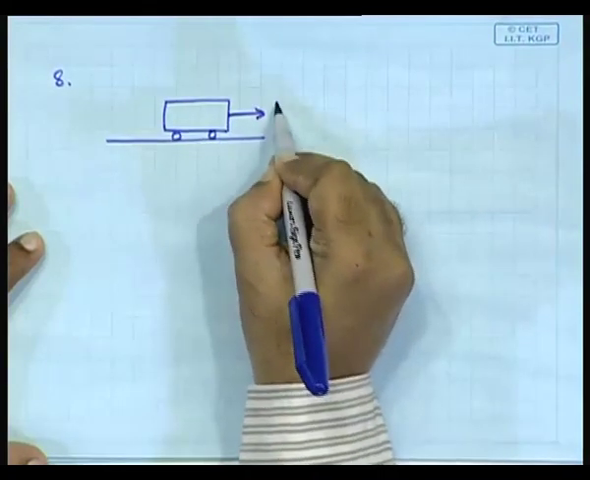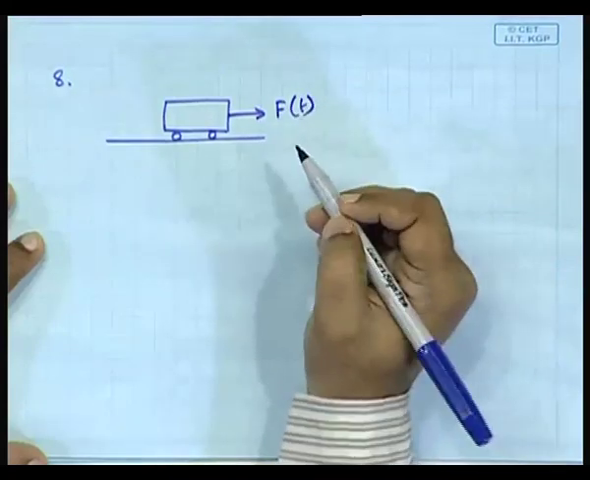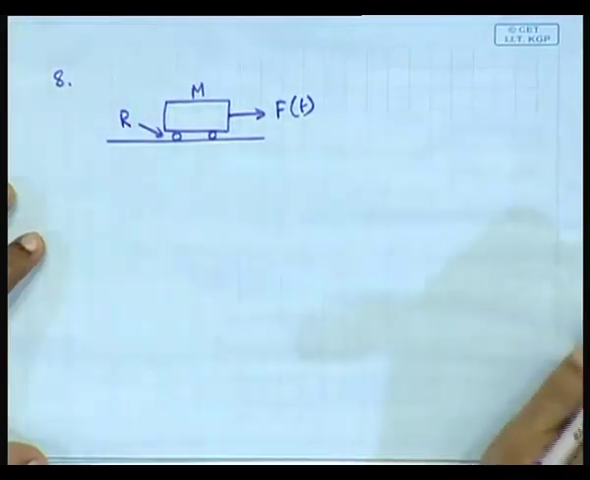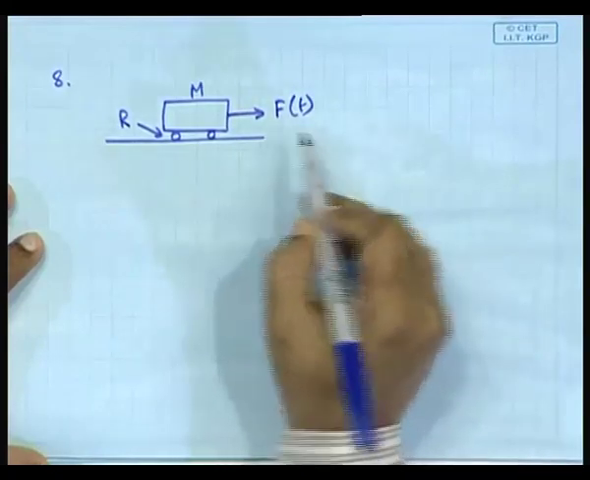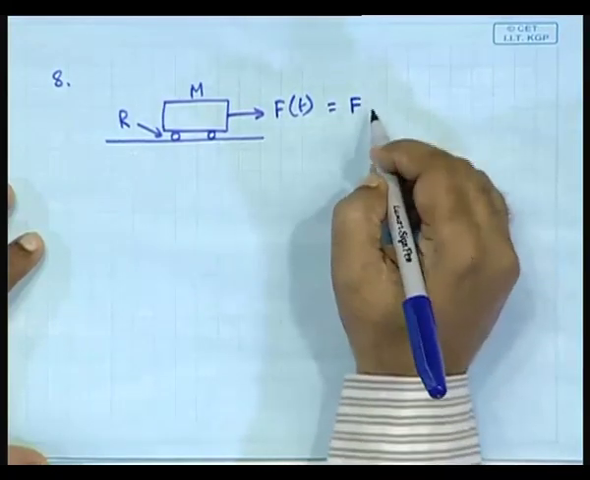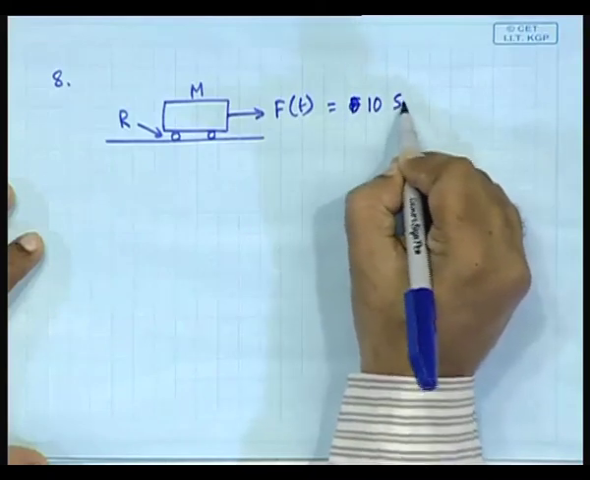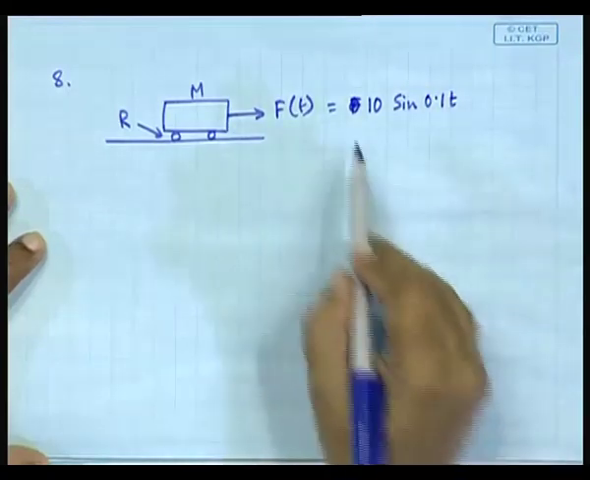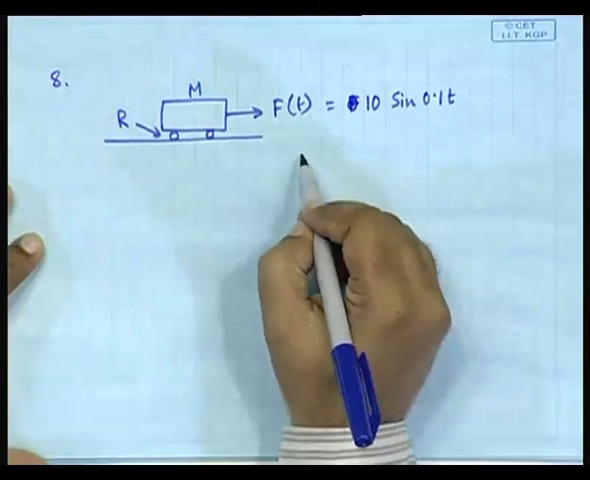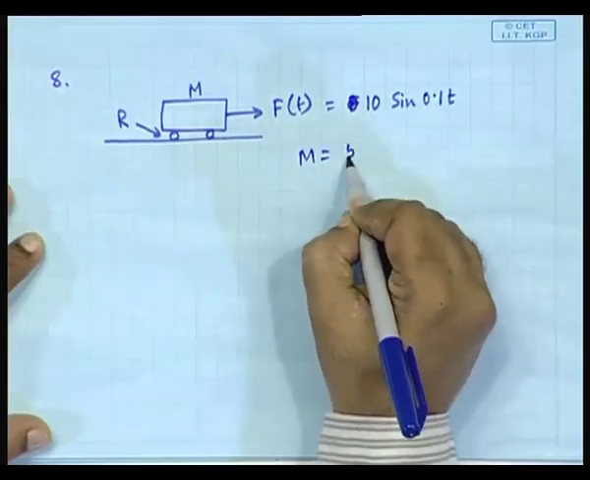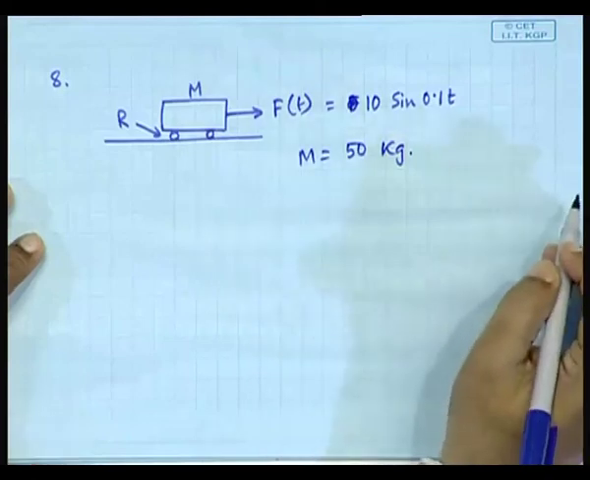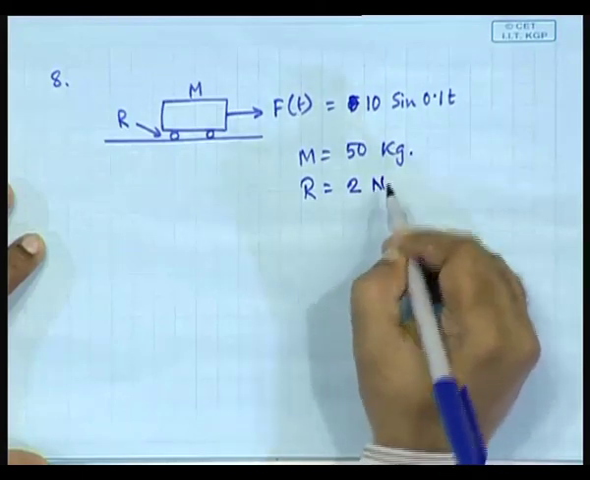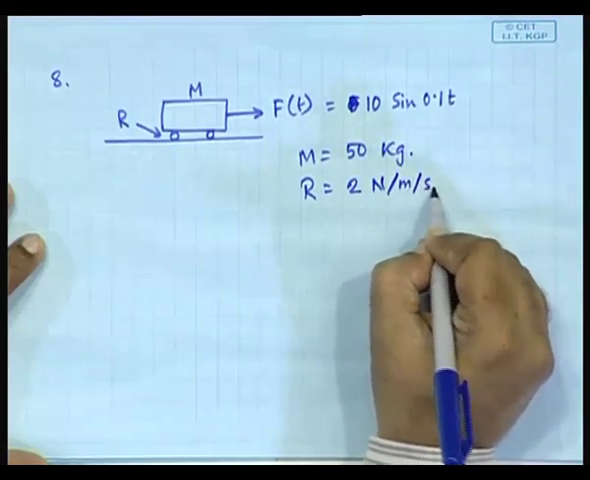which is being pulled with a force F. There is a mass m, and here is a friction R. The force is F, or I will write, 10 sin 0.1 t. That is how it is being pulled. M is equal to 50 kg and R is equal to 2 newtons per meter per second.